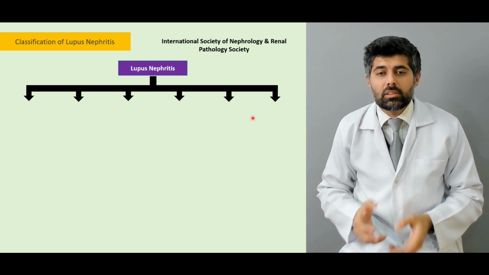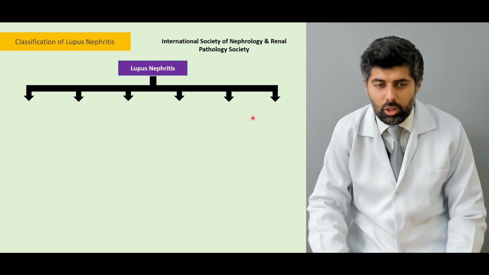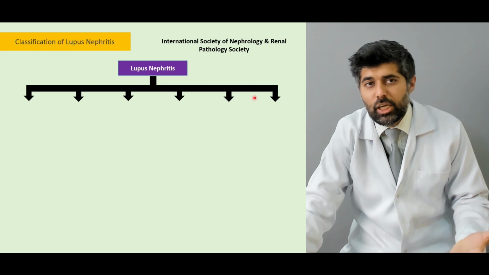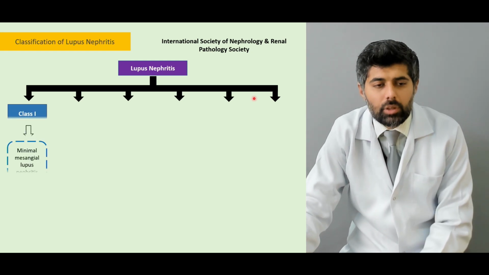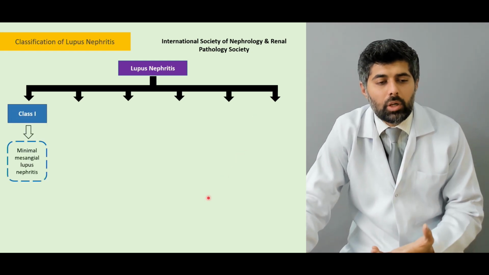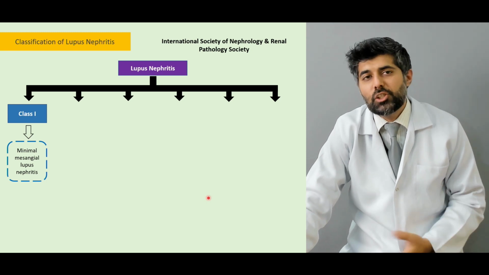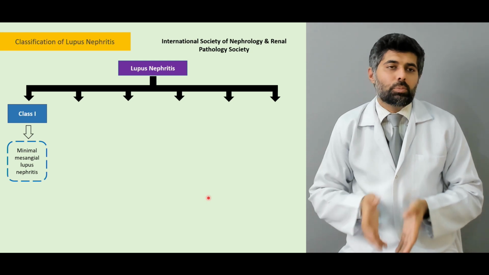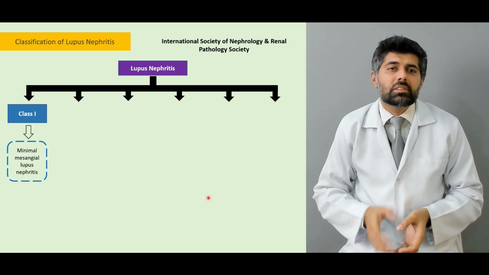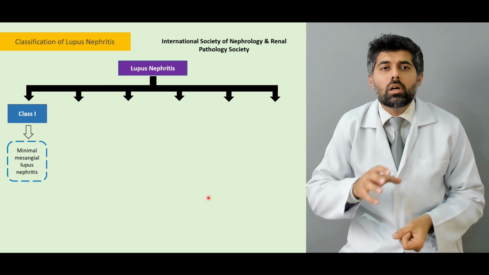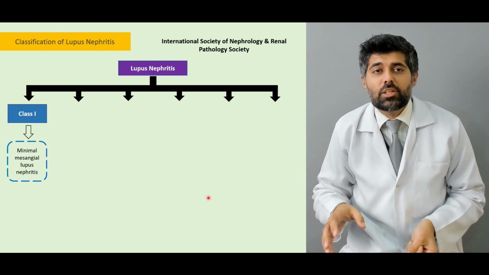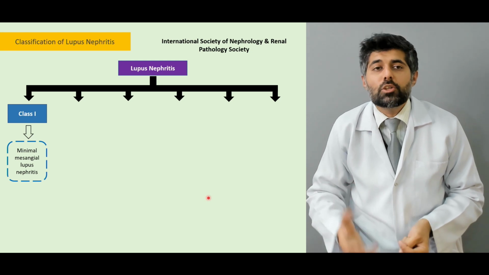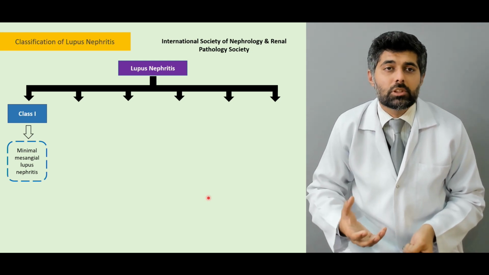So, what is this classification? There are 6 classes of it. The first one, or class 1, is called minimal mesangial lupus nephritis. In minimal lupus nephritis, what happens is that there is no mesangial change on the light microscope. There's only change on the immunofluorescence.